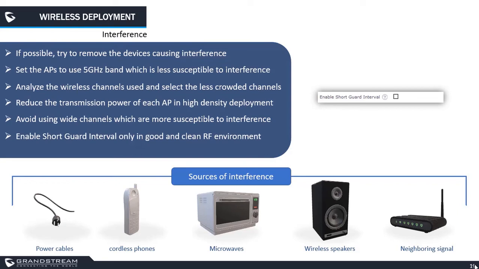And what I mean by a good and clean radio frequency environment is the environment should not have major obstacles that might cause signal diffraction and reflection. So in an environment where you have walls made of metal, or any materials that might cause signal diffraction, try to avoid enabling this option.